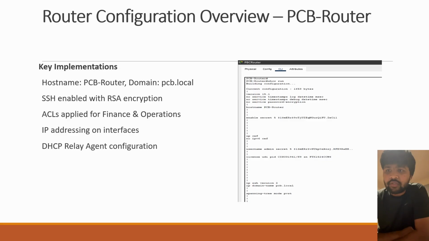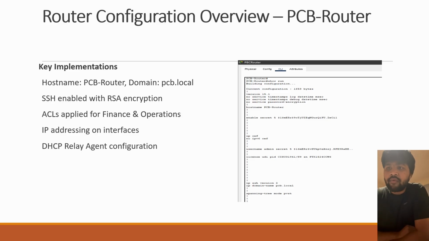On the switches, we ran show port-security, displaying one learned sticky MAC per interface, and show interfaces trunk confirms trunk links active. We also tested connectivity. Finance PCs could reach Operations PCs but not vice versa. This test proves our configuration enforces the intended security policies.